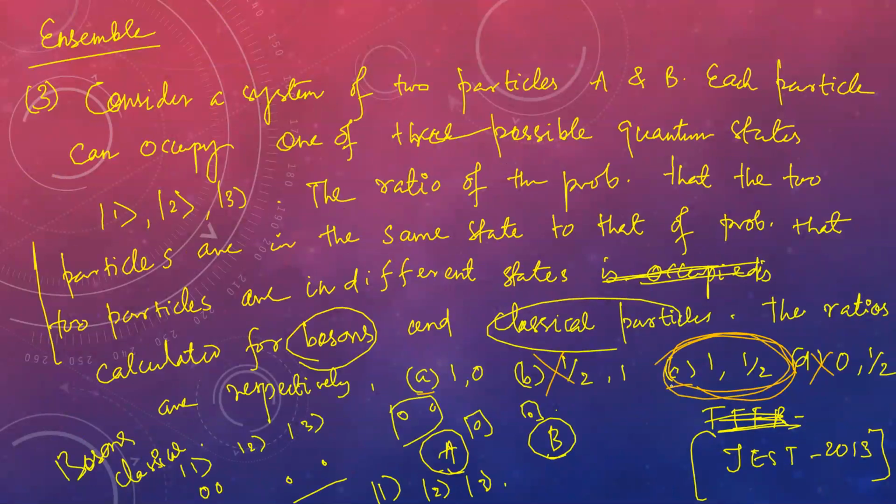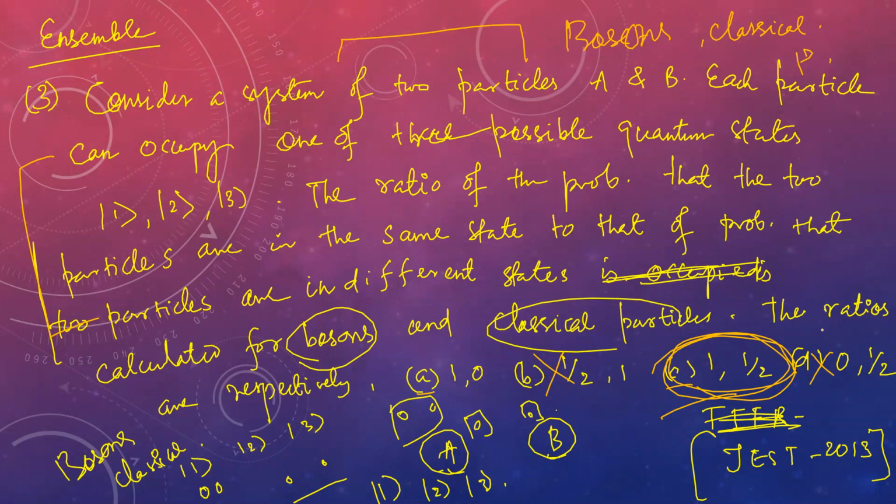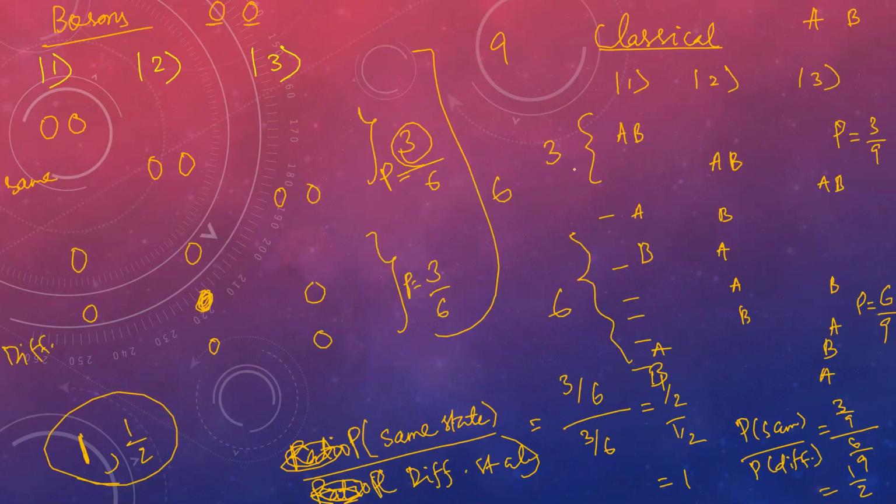Did you get it? See, we have to decode the language of the question. We have to see one by one what is what. So through one question, we discussed Bose-Einstein: how bosons are arranged, how classical particles are arranged. We also calculated probability. So many things are there in one question, right? Very good question. It came in just 2030. Okay, next question.